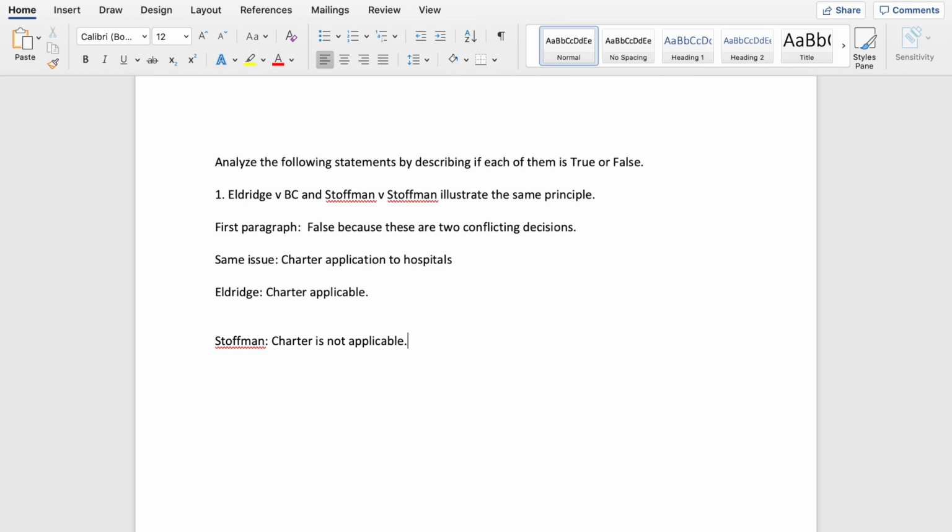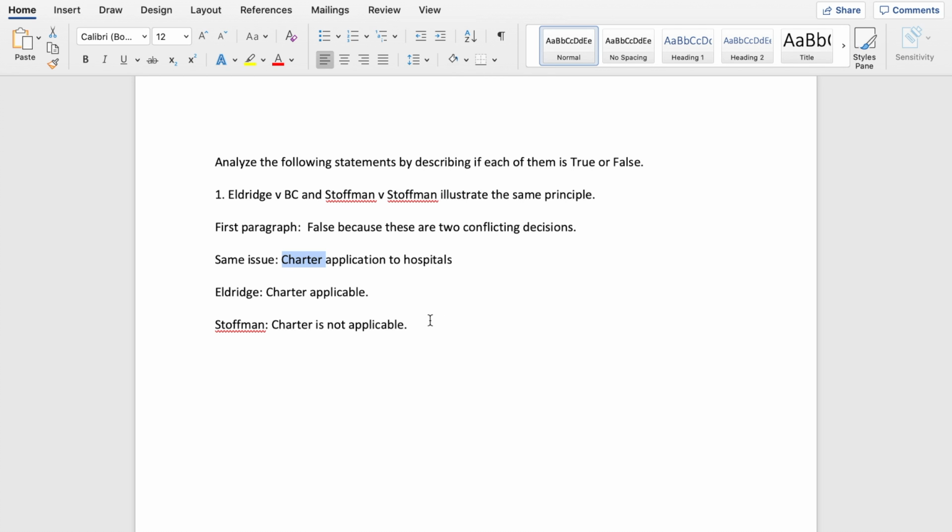So I wouldn't think that these two cases talk about the same principle because, again, they are two conflicting decisions. One talks about a situation where the Charter is applicable, while the other talks about a situation where the Charter is not applicable to hospitals. So I wouldn't think that this statement is true. I wouldn't think that this statement is partially true. I would just think that this statement is false. If you want, you could also talk a bit about how these two cases deal with the same issue, and you could state what the issue is. But again, the principle I believe is different.